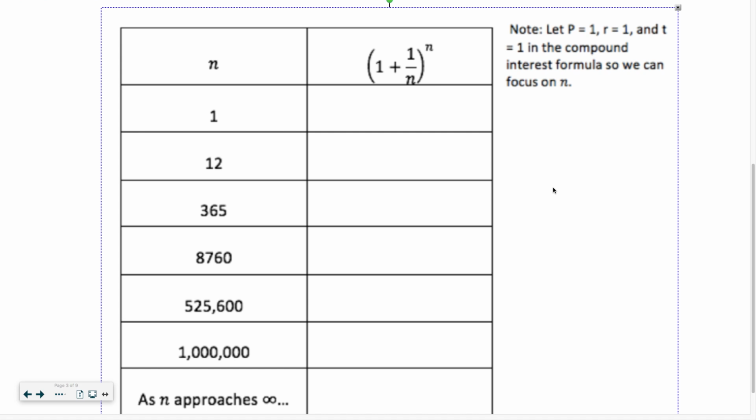What did you guys get for the first one? 2. Excellent. 1 plus 1 raised to the first is 2. When you guys have an answer for 12, will you write that down? Because it's pretty much just 1 plus 1 to the first. Write the whole decimal out. When you guys have an answer for 365.